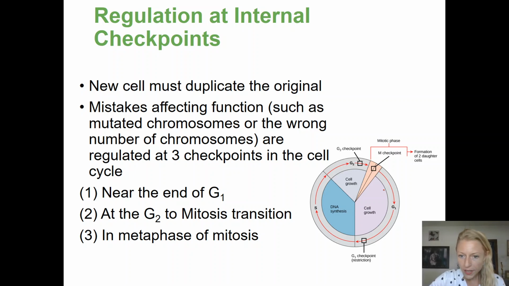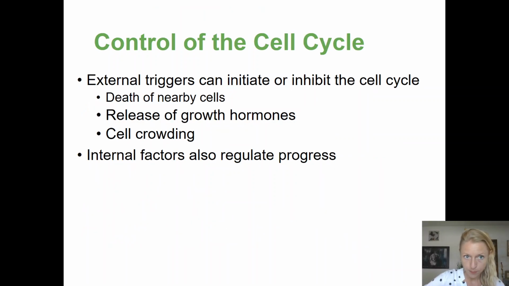So we have a checkpoint near the end of G1 right here. We have a checkpoint at the end of G2, and then we have a checkpoint in the middle of metaphase during mitosis. Okay, control of the cell cycle is really important, and external triggers can actually initiate or inhibit the cell cycle, and this can cause cancer.